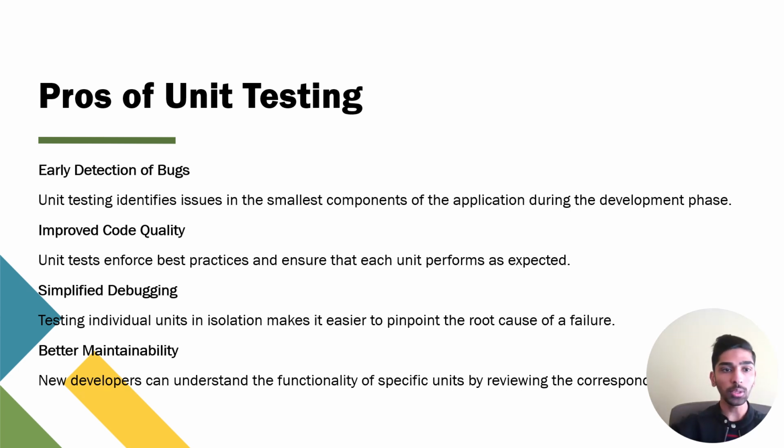Let's talk about the third one, simplified debugging. Testing individual units in isolation makes it easier to pinpoint the root cause of a failure. There is no need to debug the entire application, only the failing unit is reviewed. Let's talk about the fourth one, better maintainability. New developers can understand the functionality of a specific unit by reviewing the corresponding tests.